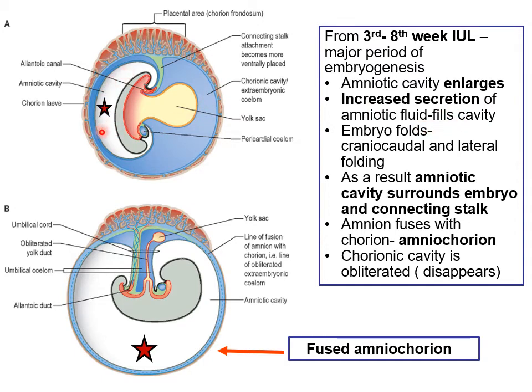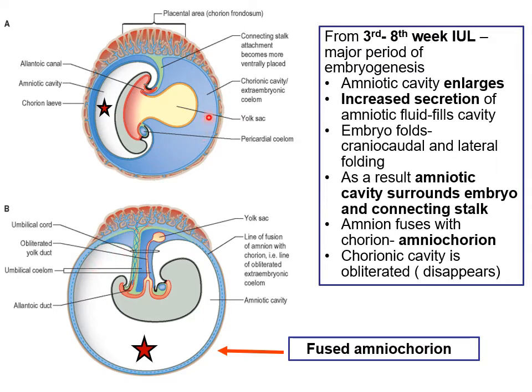Now this is the white cavity that we are talking of, okay, as the embryo folds. As a result, this whole amniotic cavity surrounds the embryo and even lines the future connecting stalk or the future umbilical cord. So see, it gets lined by the amnion because of the way the embryo has folded. And now see what happens to this blue.